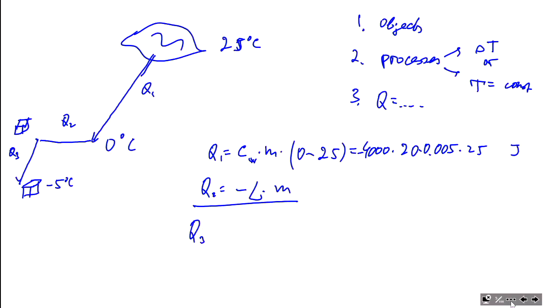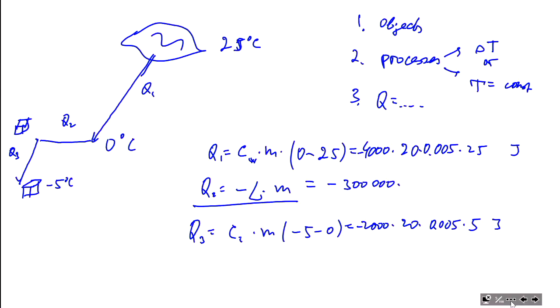And then the third Q, of course, now it should be specific heat of ice times, well, that's the same amount of material, same mass, but now final temperature is -5 and initial was 0. For ice, specific heat is about 2,000, 20 ice cubes. For each ice cube, the mass is 5 grams, and that's going to be -5 joules. This is negative. 300,000 times same mass, 20 ice cubes, 0.005 joules.